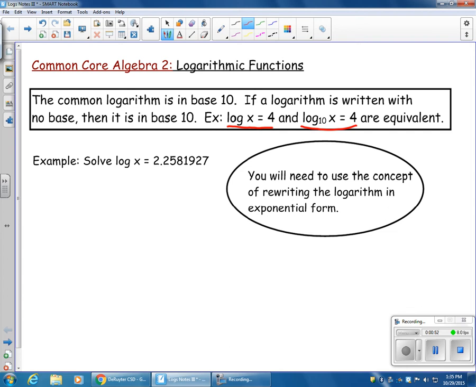So looking at this first problem, if we want to solve this, then the first thing that we're going to do is put in base 10. So we have log base 10 of x equals 2.2581927.